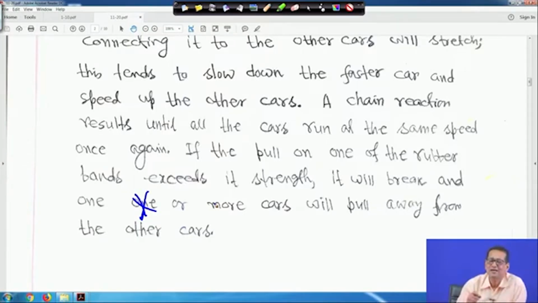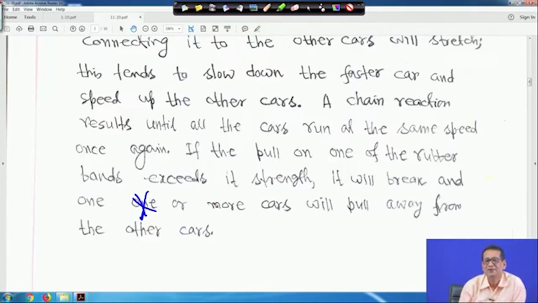When all cars are moving in a circular path tied by rubber bands or elastic bands, and one car speeds up a little bit, naturally the elastic band will stretch. The faster car will slow down, and the slower cars will pick up a little more speed, but finally they will come to a balance at a speed less than that of the faster car.